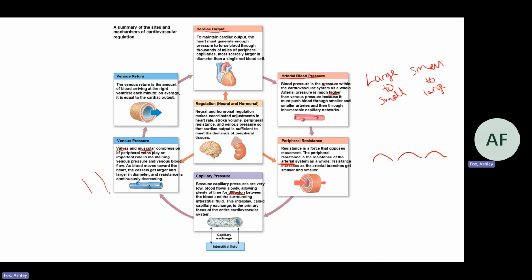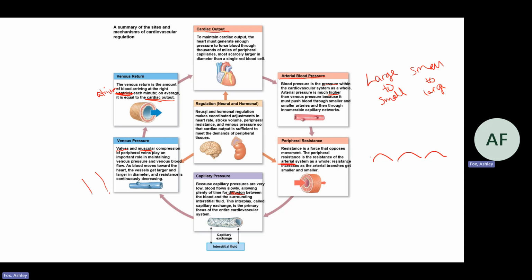Again, venous return is going to be the amount of blood arriving right... That's actually a typo. It should be the right atrium. On average, it's equal again to how much is coming out. So this is just looking at the cardiac cycle.